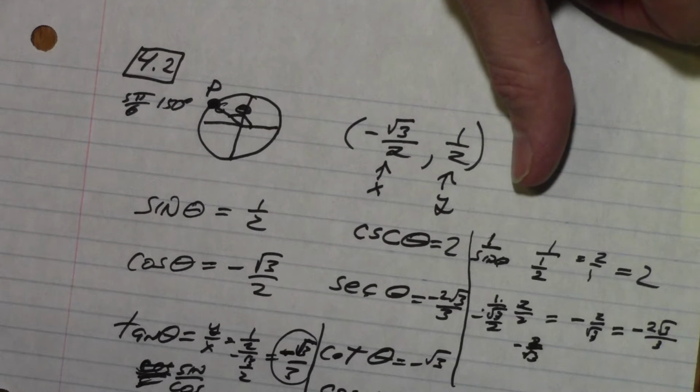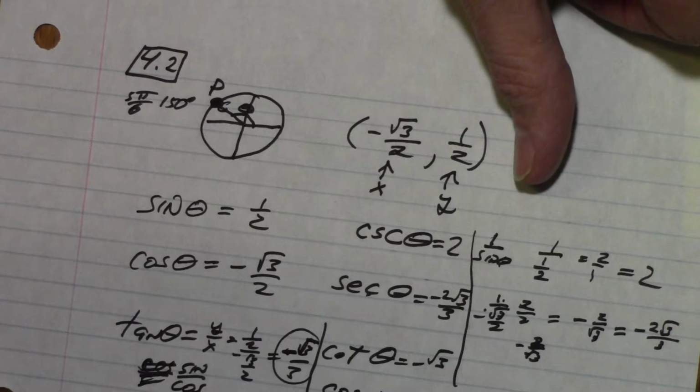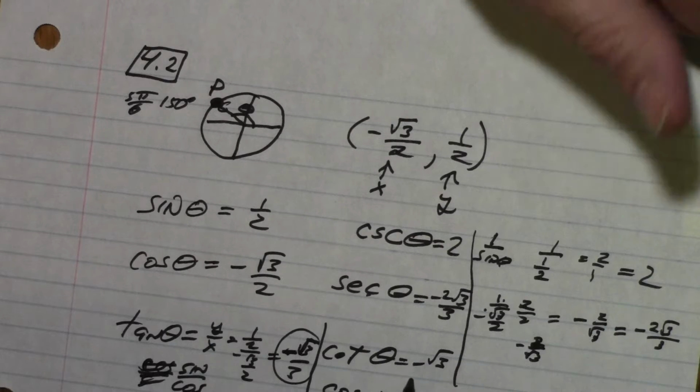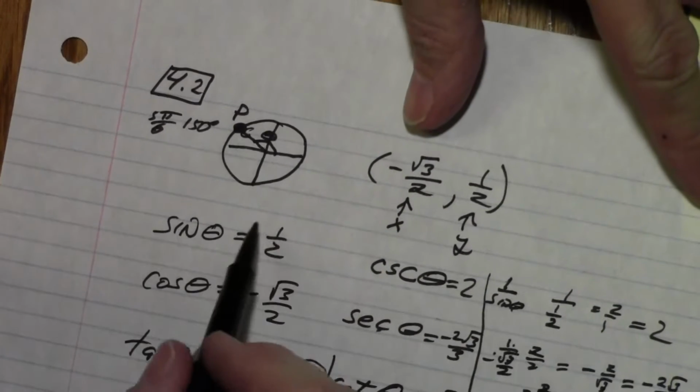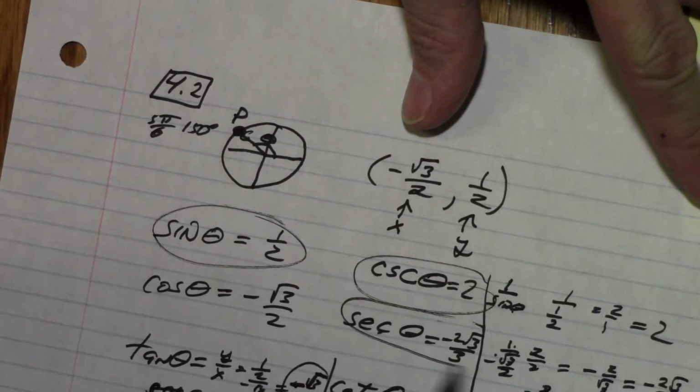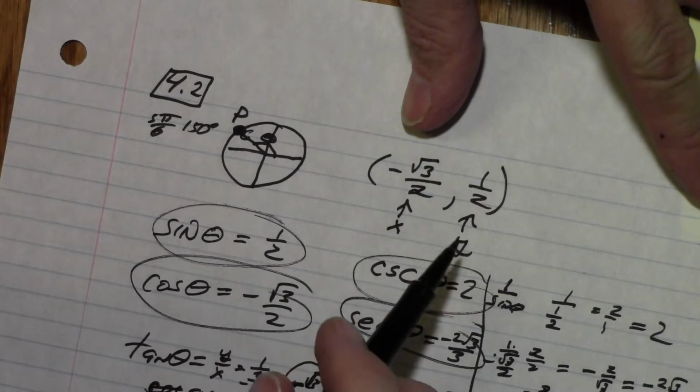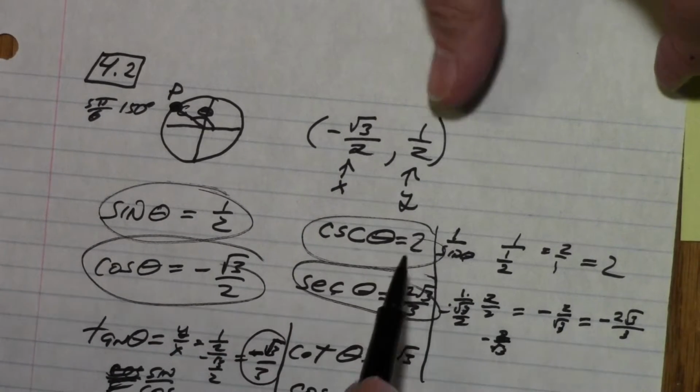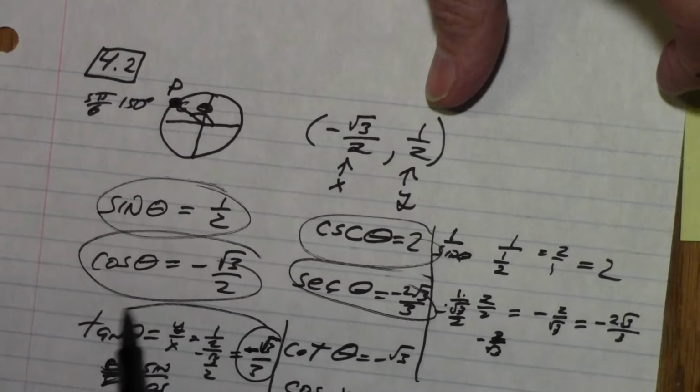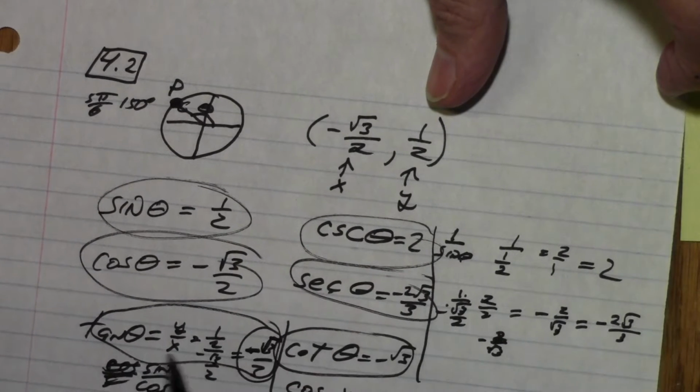If I did do it as x over y, I would have had negative root 3 over 2 over 1/2 multiplied by 2 over 2, and the 2's cancel, and I get negative root 3. Just as easy. So I get this one, and this one, and this one, and this one. These two, because they're given as the point. And then these 4 by deriving them.